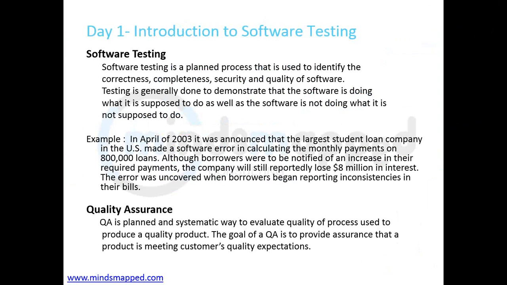But in software testing, you are actually installing the software. You are actually verifying the functionality of the software. In the quality assurance process, you don't execute any code. Any questions till now about software testing or quality assurance?